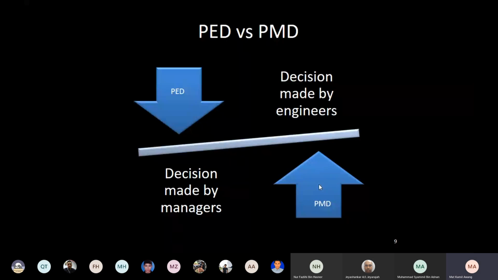So we have this PED versus PMD. PED stands for proper engineering decision versus proper management decision. So you have to balance between these two. The balance between the proper engineering decision, made by engineers, and the proper management decision, made by managers. So you have to balance between these two. Right?